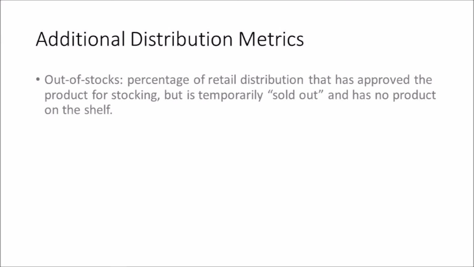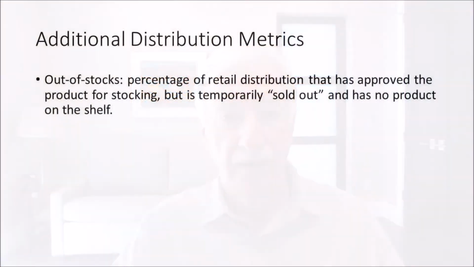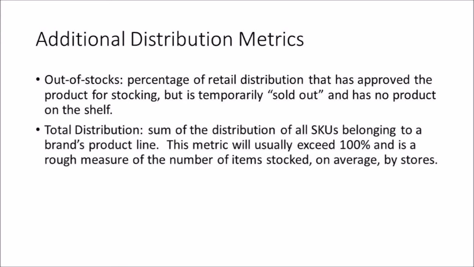So if you master those three concepts, I'm going to give you three other things to keep in mind. One is out of stocks. Just because a product is supposed to be there and, quote, listed and authorized by the retailer to be on the shelf, doesn't mean that it's always there. So it's important to subtract the out of stocks from the listed number in order to get what's sometimes called a net distribution.